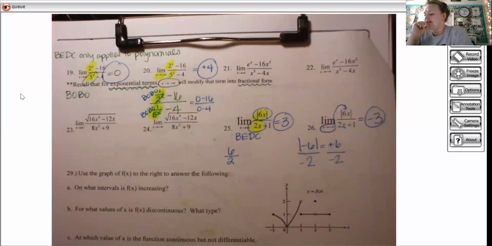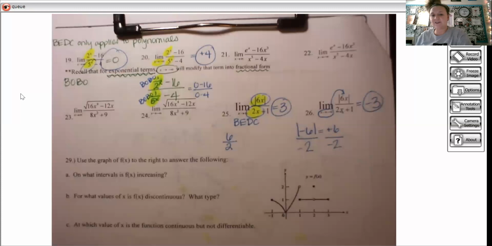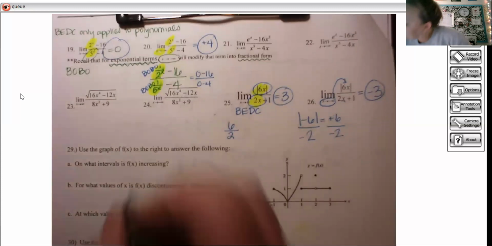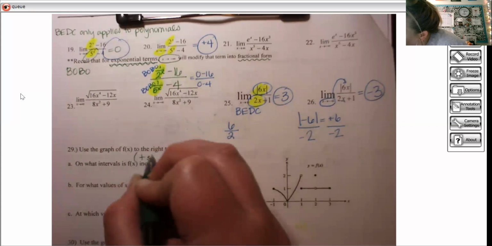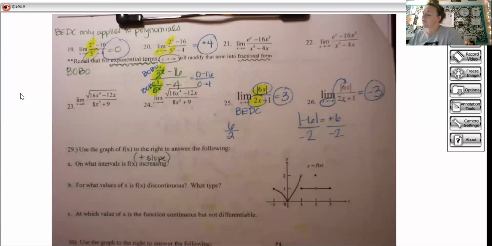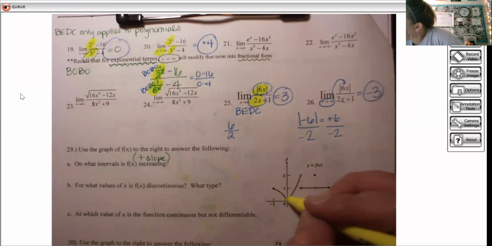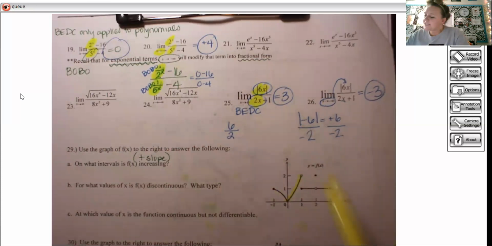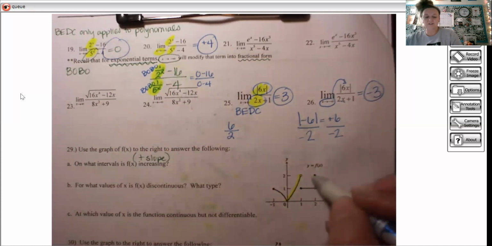All right. Let's take a look at number 29. So it says, use the graph of f of x to the right to answer the following questions. So when is f increasing? Okay, well, remember that f increasing just means that I need to have a positive slope. So I see here that I'm decreasing, then I'm increasing. This little blip here, that doesn't count as a positive slope. Okay, technically, yes, that one value is bigger, but then it goes right back down to the start. So you would not consider this little weird thing that happens here to be increasing.